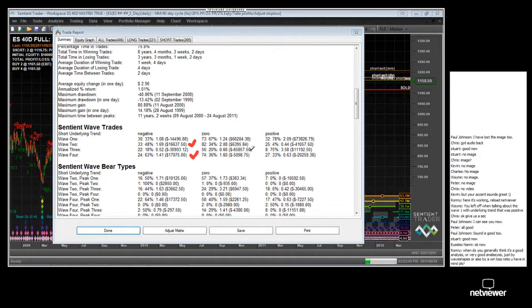Wave 2, you expect to do well under negative, which it did, and wave 4 under negative, which it did. Under neutral, it could do well, it might not do well, and you can see both of those are fairly questionable. So that's what I mean by understanding the character of the market that you're trading. All right, I'm getting to the end of this description.